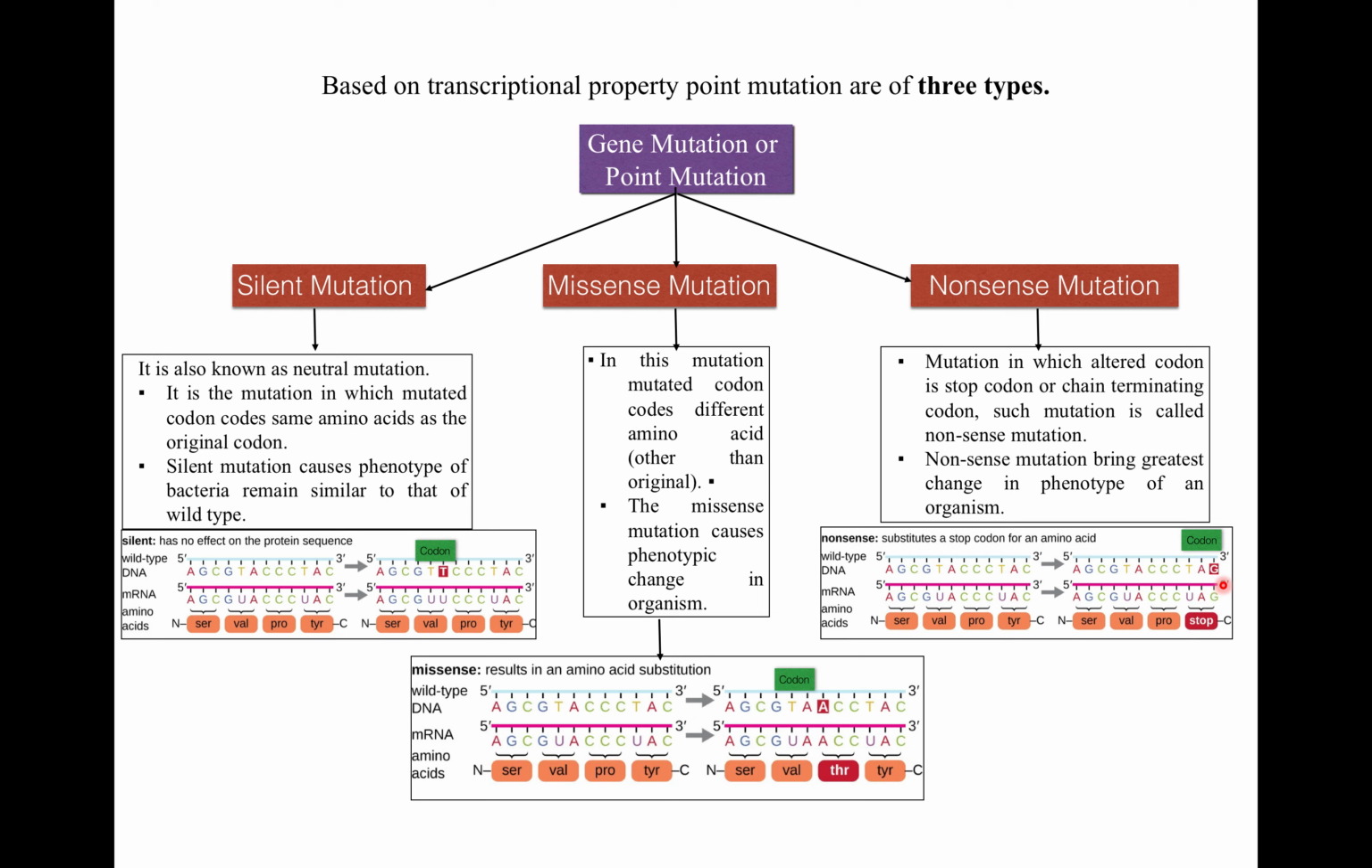Now there is a change. In place of C, now there is a G. Now you can see AGC, GUA, CCC and UAG. It codes for serine, valine, proline and tyrosine, but here in place of tyrosine now there is a stop codon, that is UAG. So serine, valine, proline and stop. So this is a nonsense mutation.